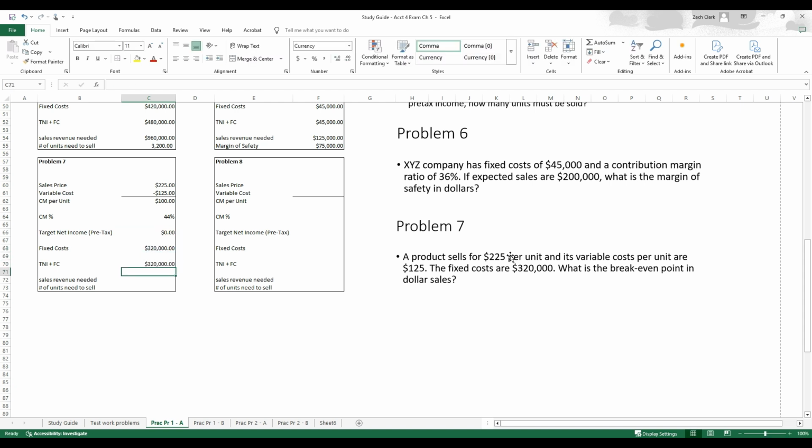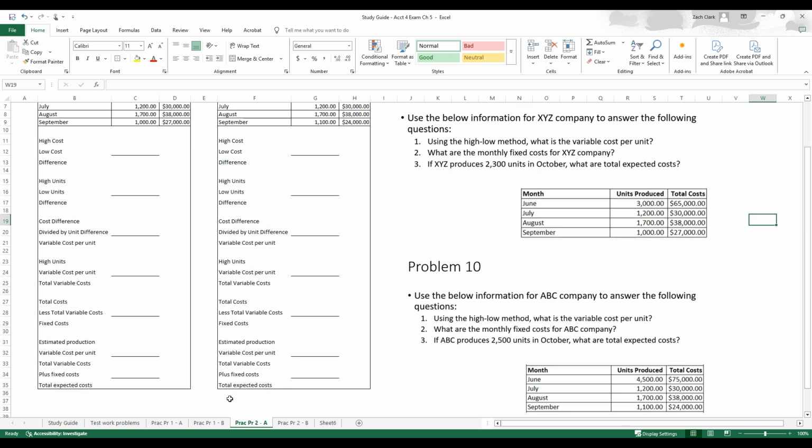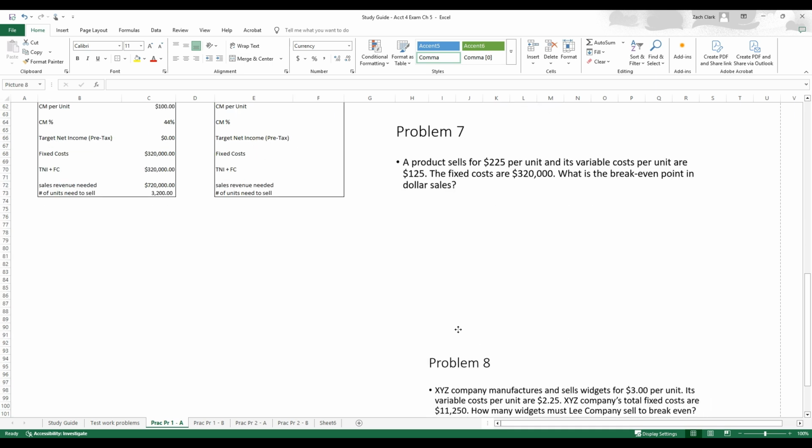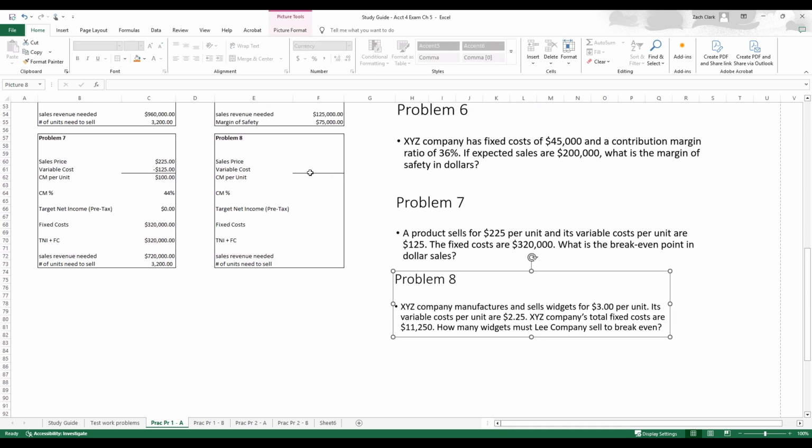Again, if our target net income is just 0, then to get our sales revenue needed, we would divide by our ratio. And to get our number of units, we divide by the margin per unit. So 3,200 units and 720,000 would be our totals. This one just asks what's the break-even point in dollar sales, so we didn't necessarily need to get the number of units, but I like working through these because sometimes it'll ask one or the other. More practice, the better, to get comfortable with this process.